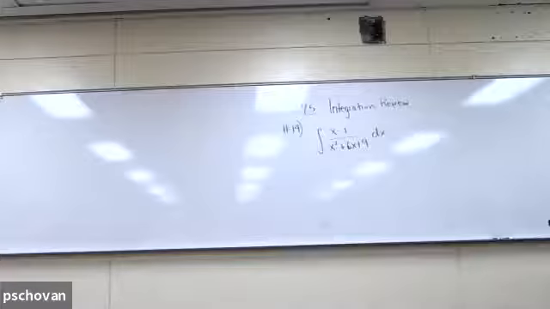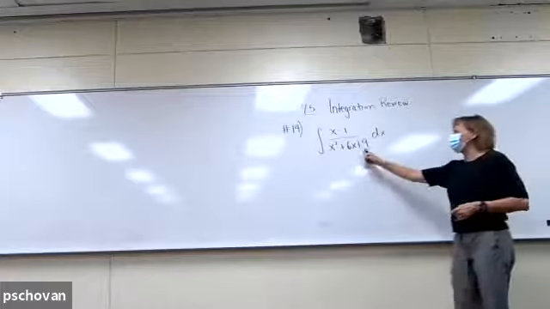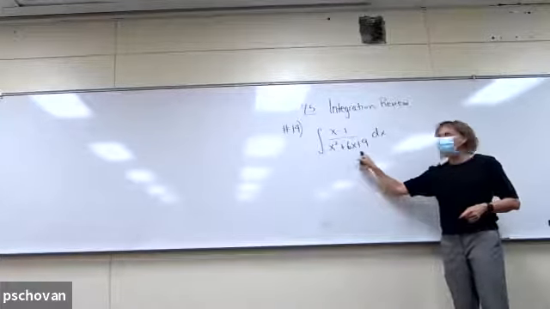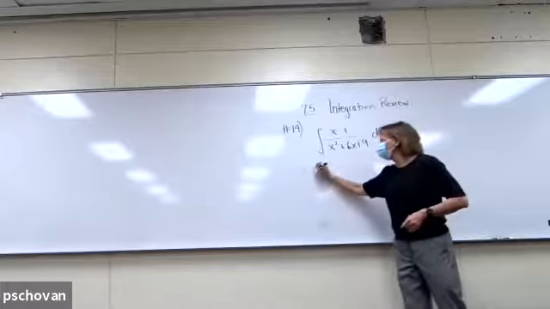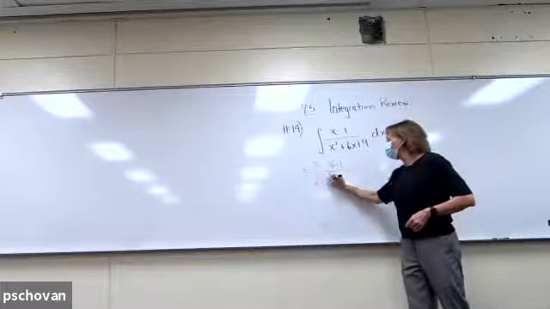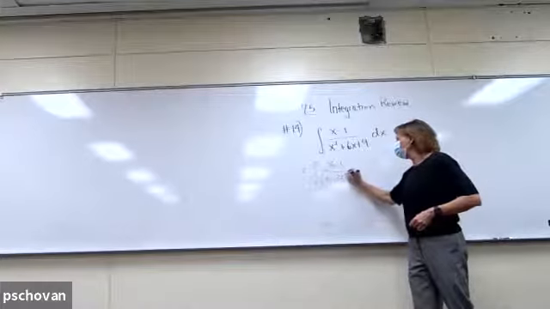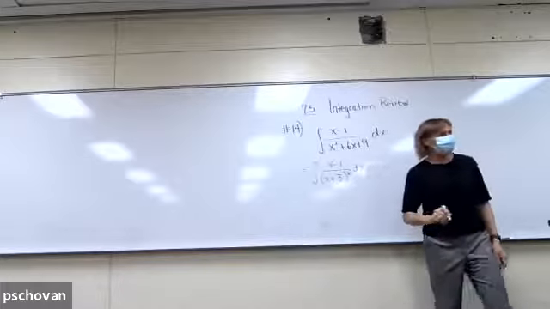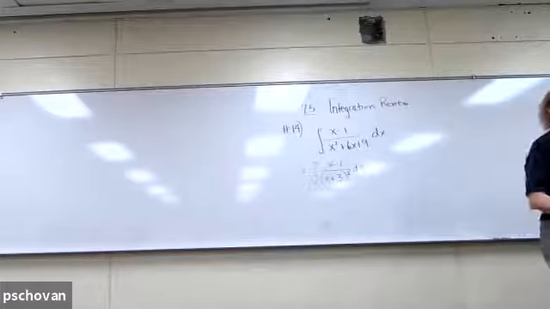X squared plus 6x plus 9 does indeed factor. Factors of 9 that add to 6 would be 3 and 3. So this factors as x plus 3 all squared. So you can do partial fractions, but I'm going to do this by attempting a double substitution.